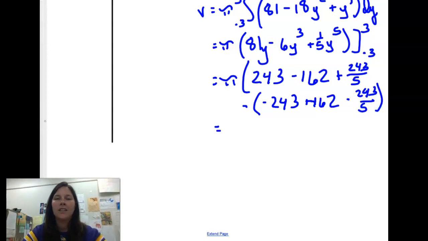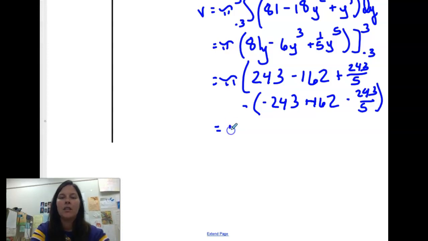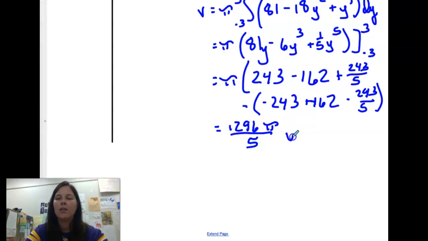You can go ahead and use your calculator to simplify this. Again, I like the fraction answers, so use the fraction button because it gives you an exact value as opposed to the decimal, which is not an exact value. And we get 1296 pi over 5. We're talking about volume, so cubic units.